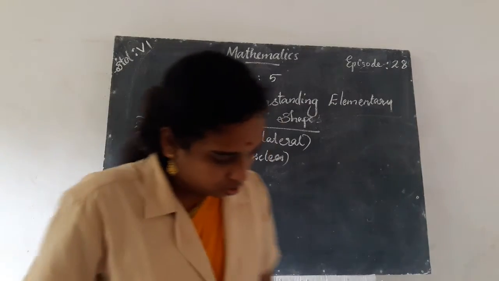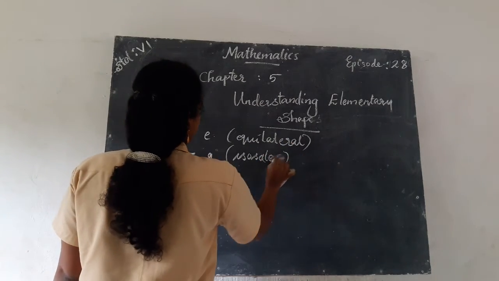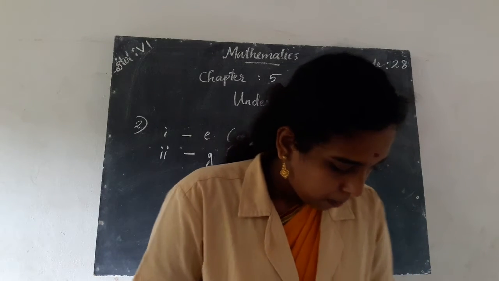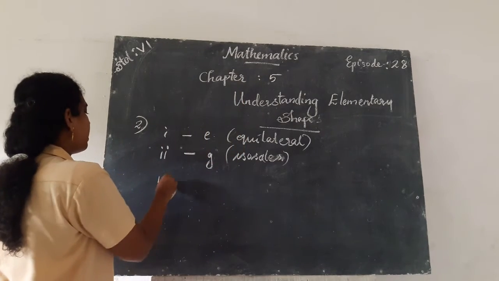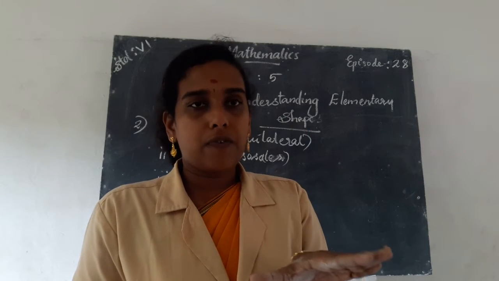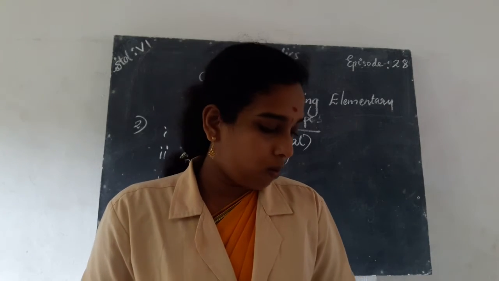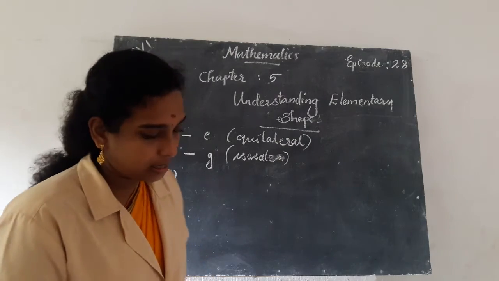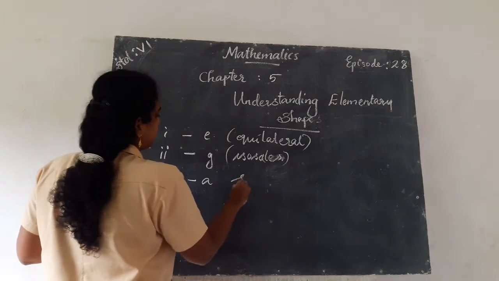Then the next one, all sides are of different length. Then it is said to be a scalene triangle, which means the three sides of a triangle are of different length. So the answer is scalene, option A. So the third question is matched with option A, which is scalene triangle.